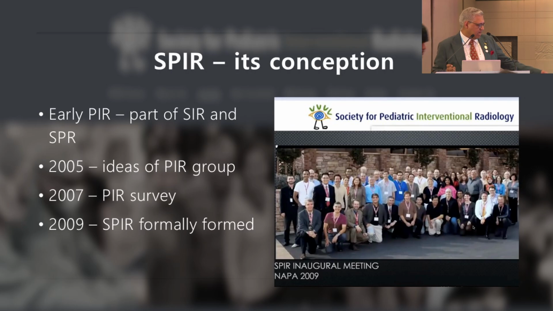And as you can see, Asia Pacific, we constitute only about 7% of the membership. And that's a very small number. And that again reflects on how the access is limited. I'm very pleased to note that at the last meeting that we had in Sydney, we had more than 50% attendance from Asia Pacific. That reflects that there is much more interest, much more focus, much more need for pediatric IR as a specialty in this region.